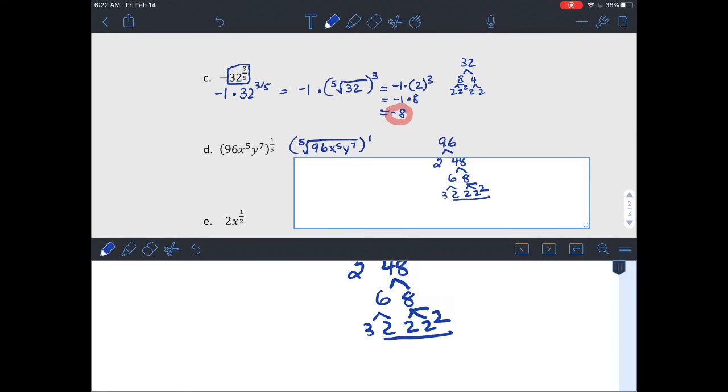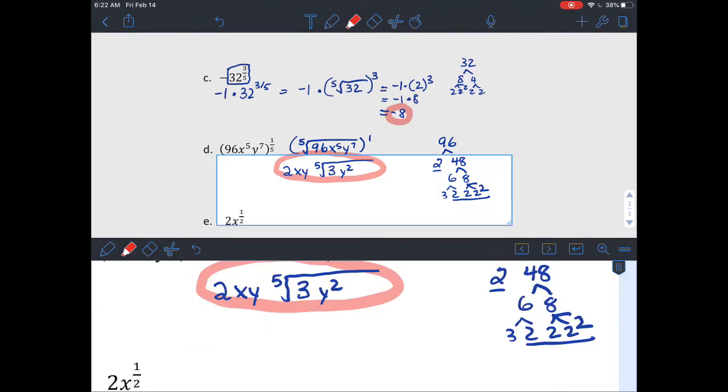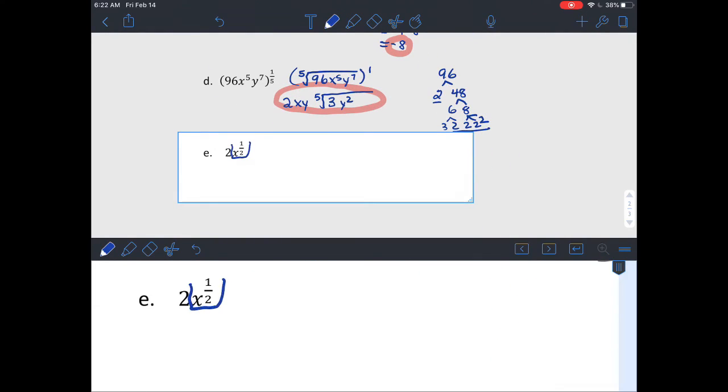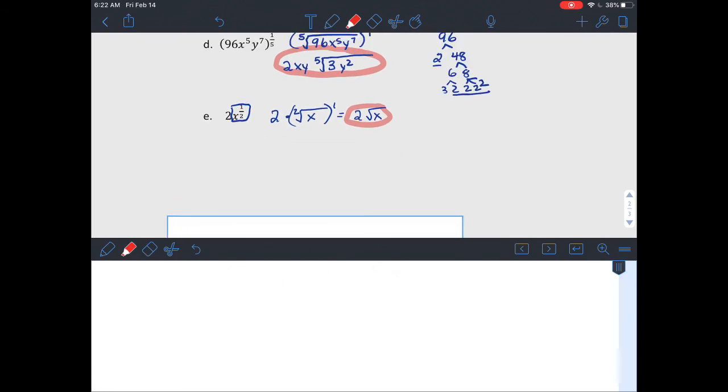Oh, there's 5 2's, so I'll have a 2 on the outside of my 5th root, because I could take the 5th root of 2 to the 5th. 3's left inside, I get x and y on the outside, and then 2 factors of y left inside. Again, careful, the exponent's only with the x, so you'll have 2 times the square root of x to the first, or just 2 times the square root of x.